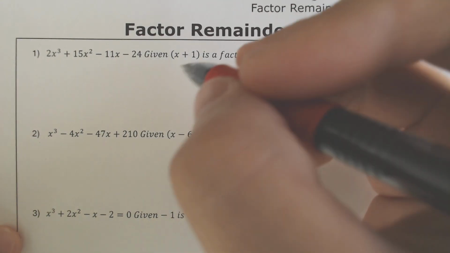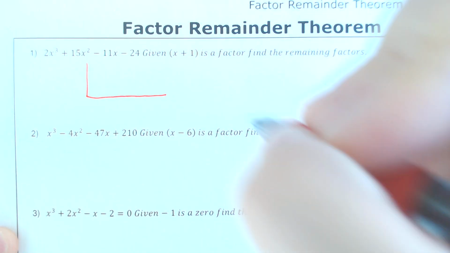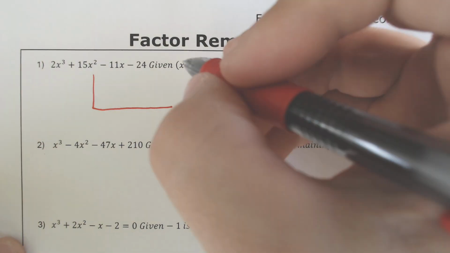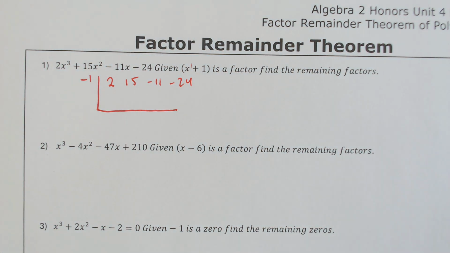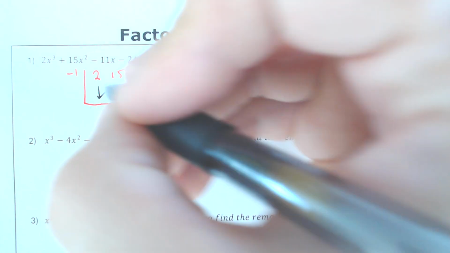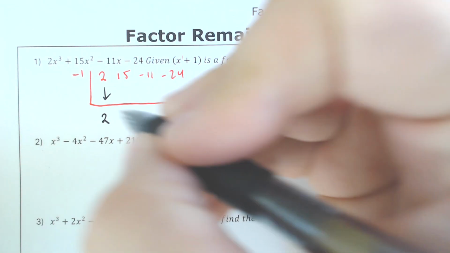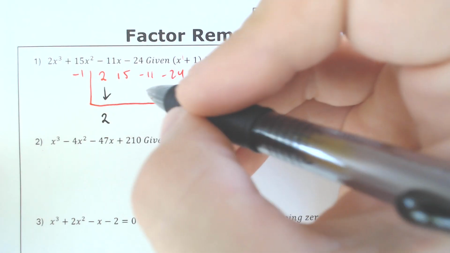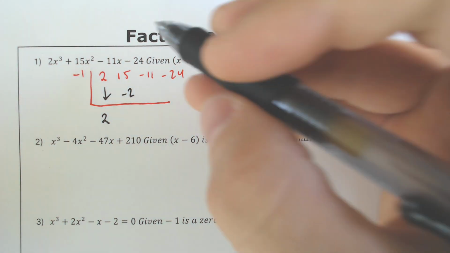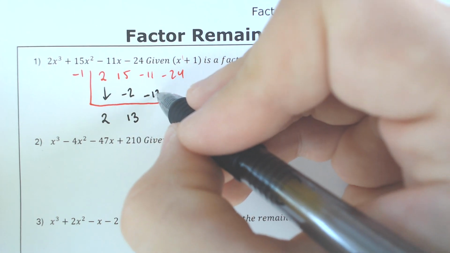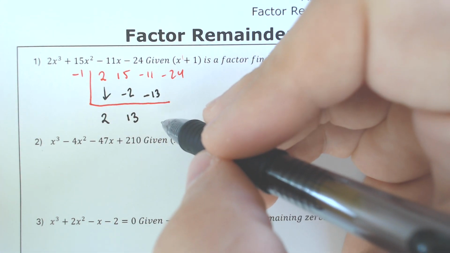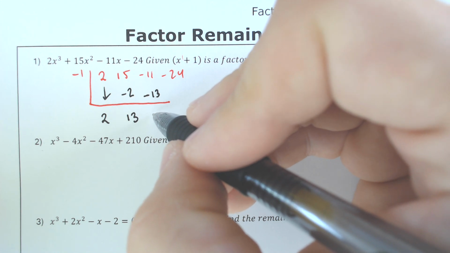Okay, so all we're going to need to do is things that we've already learned, which is divide. Change the sign of the x plus 1 to a negative 1, and then we're going to bring the 2, the 15, the negative 11, and the negative 24 right here, and we're going to do synthetic division. Now, if we do this correctly, this has to have a remainder of 0. So we bring the first number down, 2, then we multiply 2 and negative 1, we get negative 2. Add straight down, we get 13. Multiply, we get negative 13. Add straight down, we get negative 24.